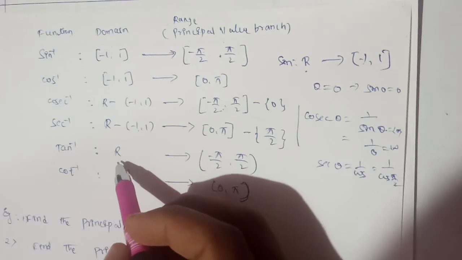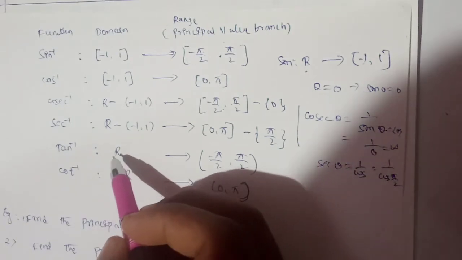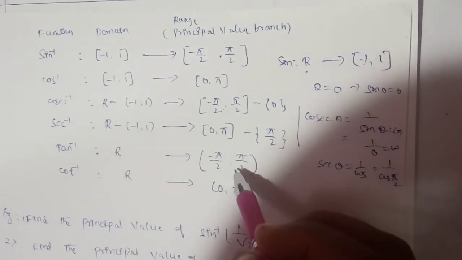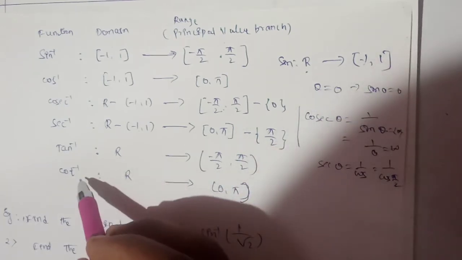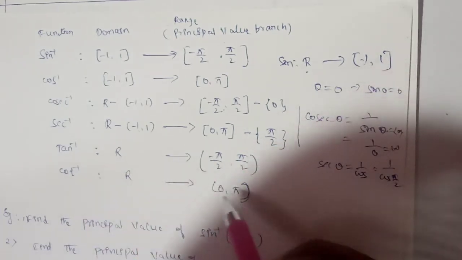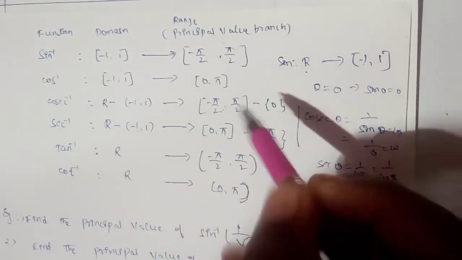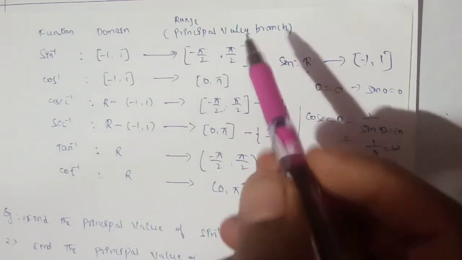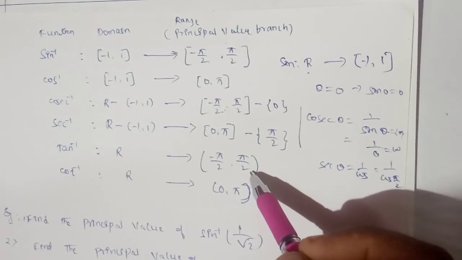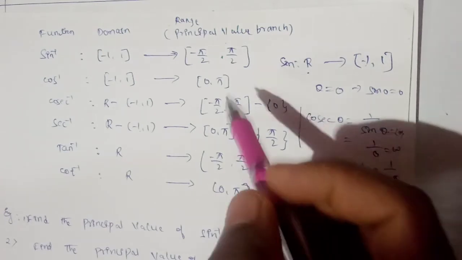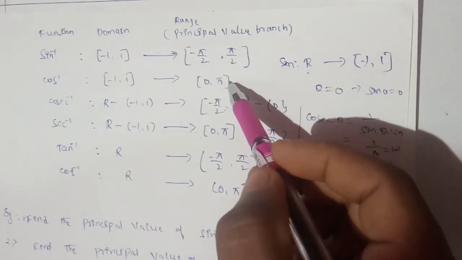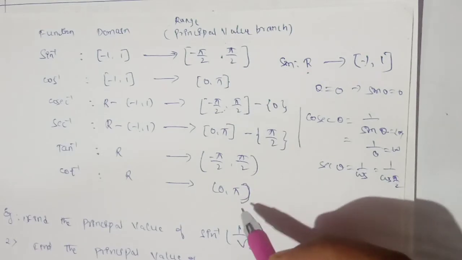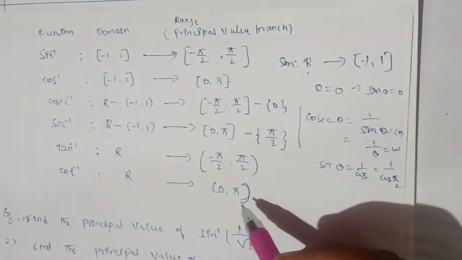And tan inverse: set of all real numbers to the open interval minus pi by 2 comma pi by 2. And cot inverse is the set of all real numbers to the open interval 0 comma pi. Here we can remember: for sin inverse, the closed interval minus pi by 2 comma pi by 2; for tan inverse, the open interval minus pi by 2 comma pi by 2; for cos inverse, the closed interval 0 comma pi; for cot inverse, the open interval 0 comma pi.